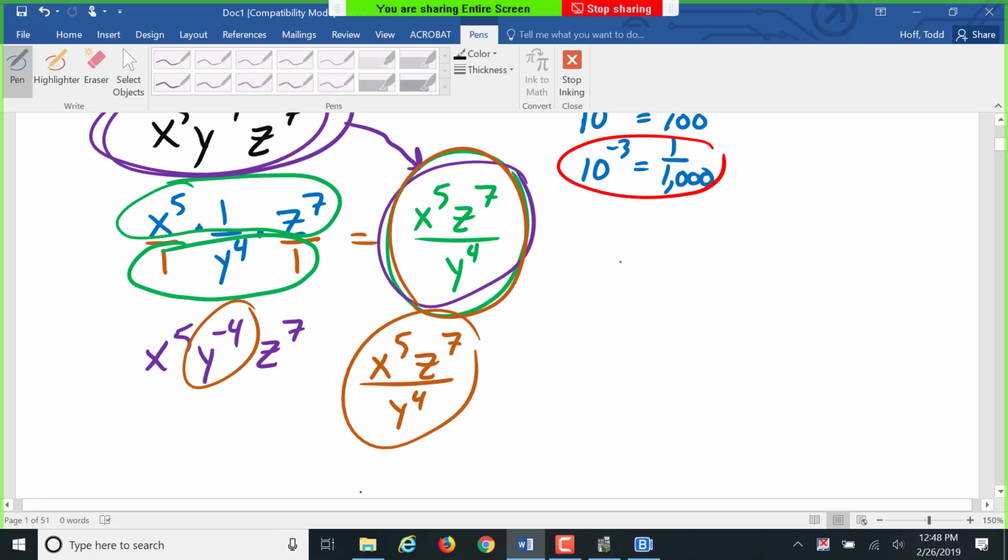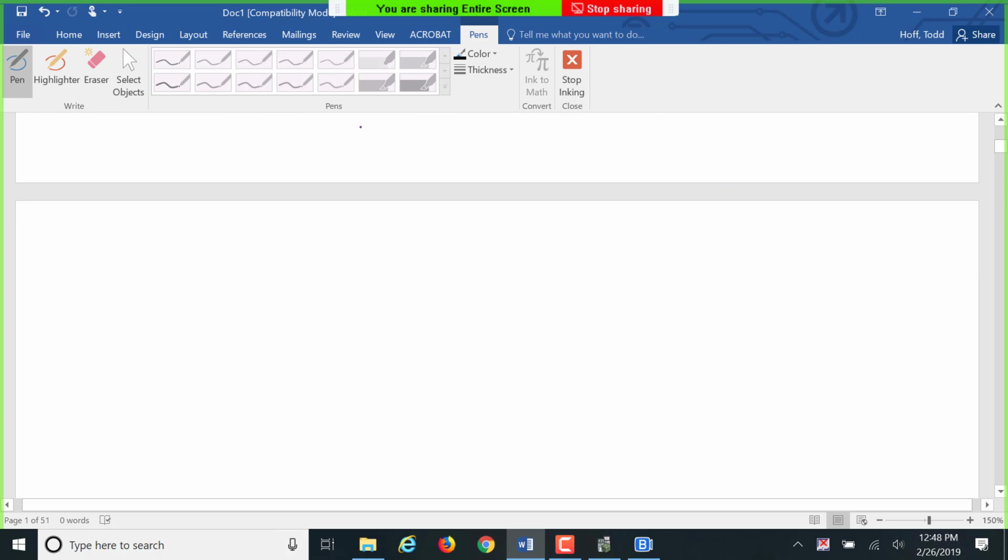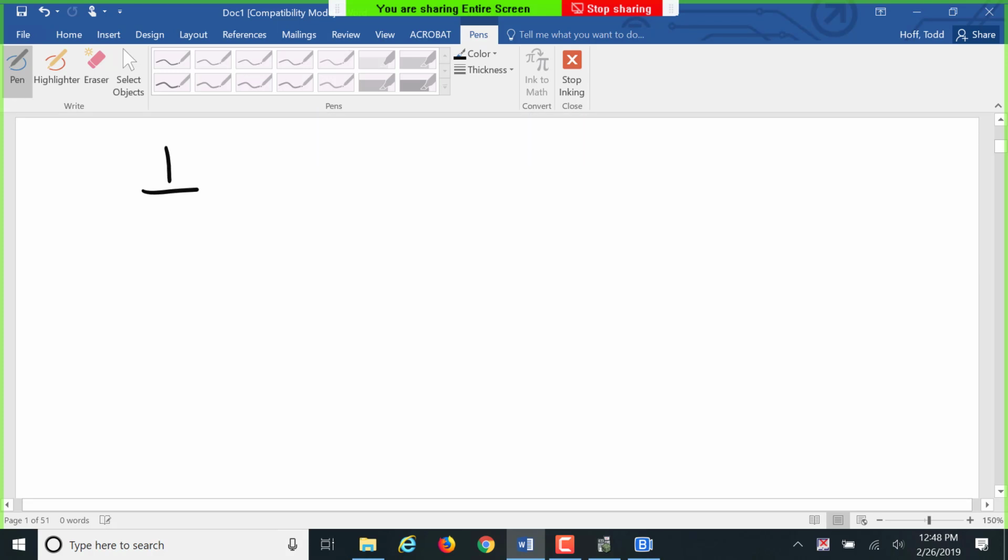A little bit trickier is what happens when you have 1 over something to a negative power. Well, remember, x to the negative 3 is 1 over x to the third. So this is 1 divided by 1 over x to the third.